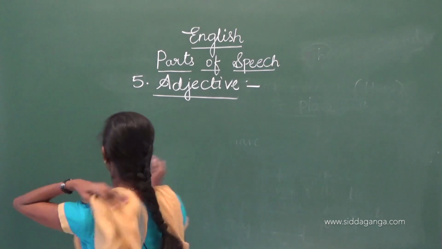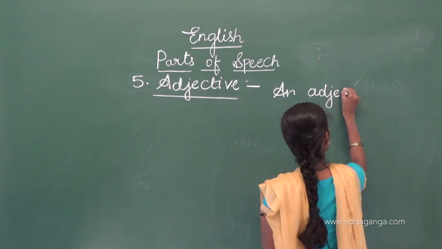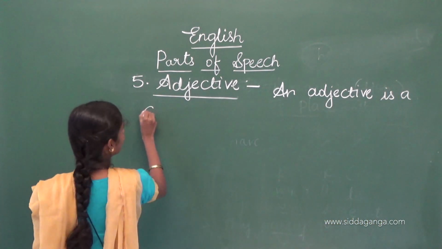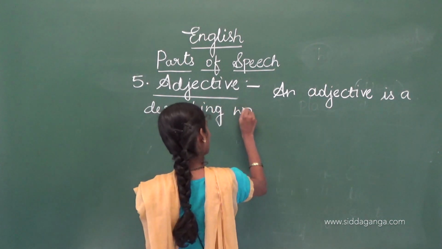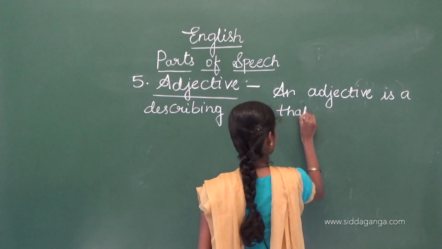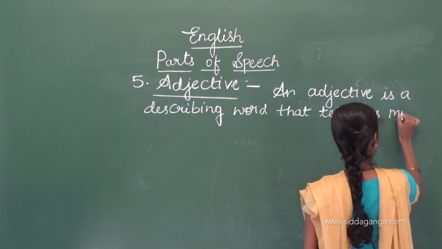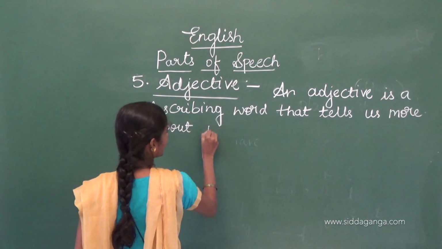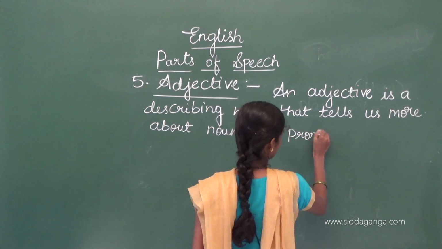So I will write here the definition. An adjective is a describing word. So in short, we can call it a describing word that tells us more about noun and pronoun. So I will write some examples on the board.